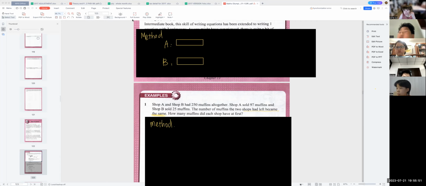Okay, so let's do that. So let's take a look at this one. So shop A and shop B left with the same amount of muffins, but shop A has sold... let me use a different color. So shop A has sold 97 and shop B has sold 25. Can I do that, Gordon? Okay, so this is shop A has sold 97 and this shop B has sold 25. So whatever they have left is the same.